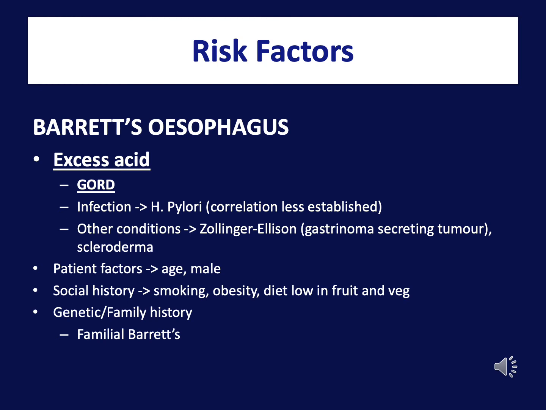So you'd say excess acid. This can be from GORD, it can be secondary to infection, for example, H. pylori, and then you wouldn't really mention Zollinger Ellison unless you want to be questioned on it, but you could say other conditions. Other risk factors would be patient factors such as age or being male, the patient's social history such as smoking, obesity, or a diet low in fruit and veg, and then genetic, so familial Barrett's.